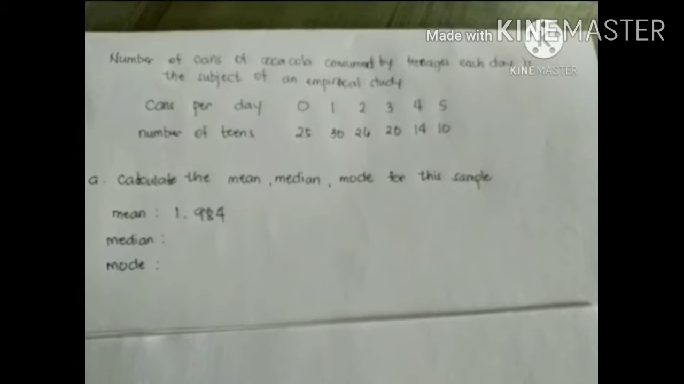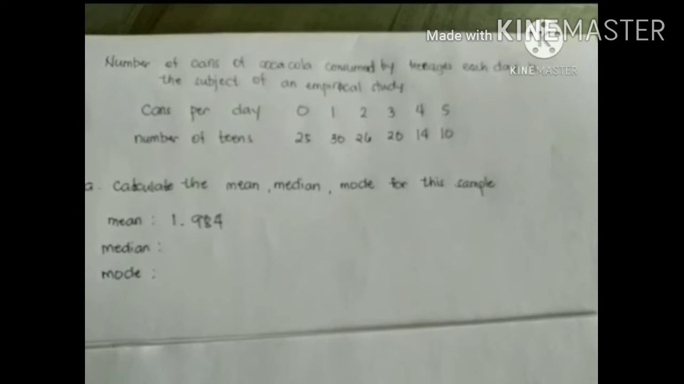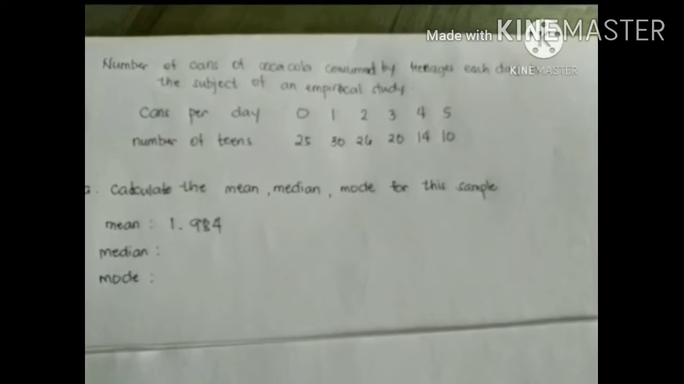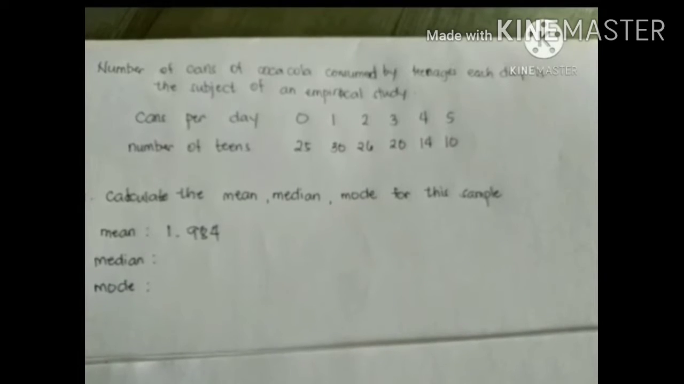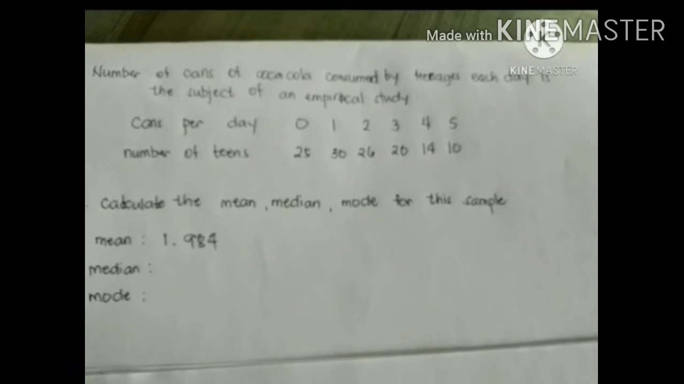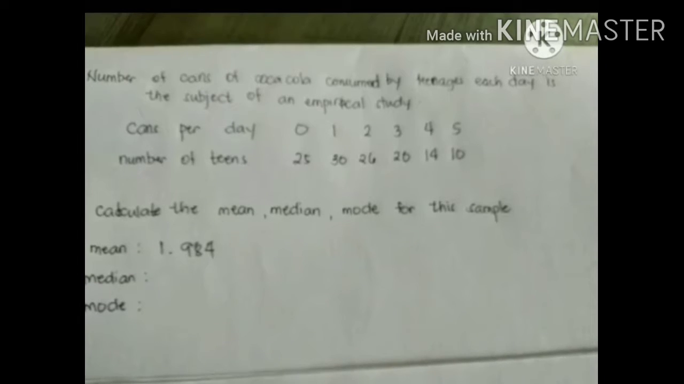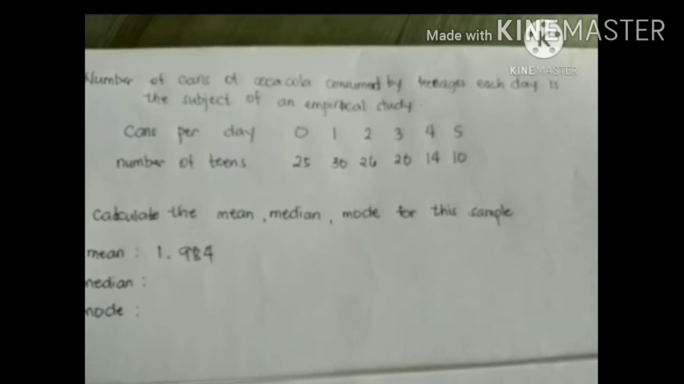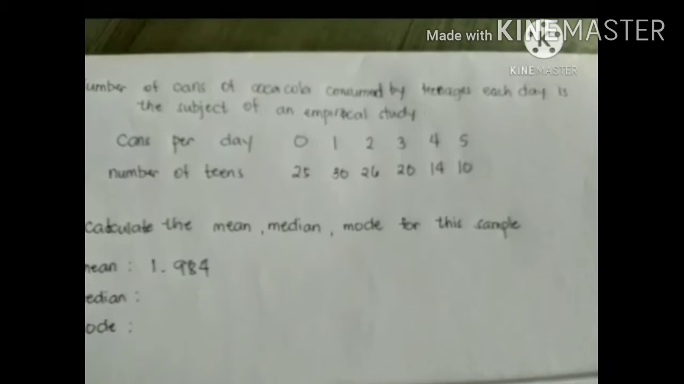For our next example, we have here the number of cans of Coca-Cola consumed by teenagers each day, which is the subject of an empirical study. We have here the cans per day: 0, 1, 2, 3, 4, and 5. The number of teens who consume cans of Coca-Cola each day: we have 25 for 0, 30, 26, 20, 14, and 10. For the first one, we have to calculate the mean, median, and mode for this sample.